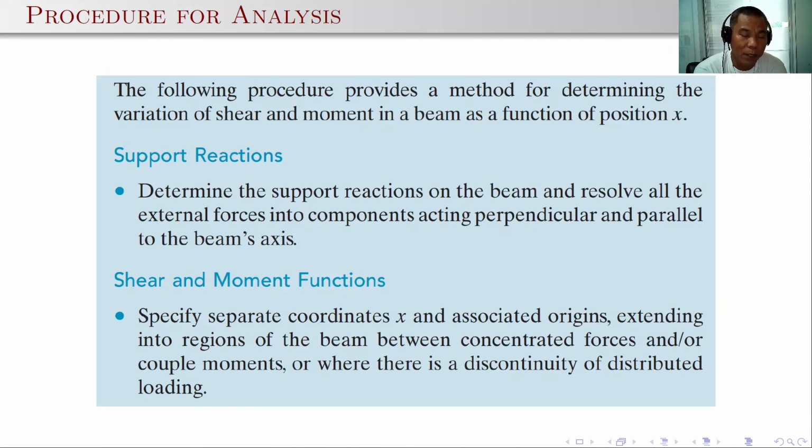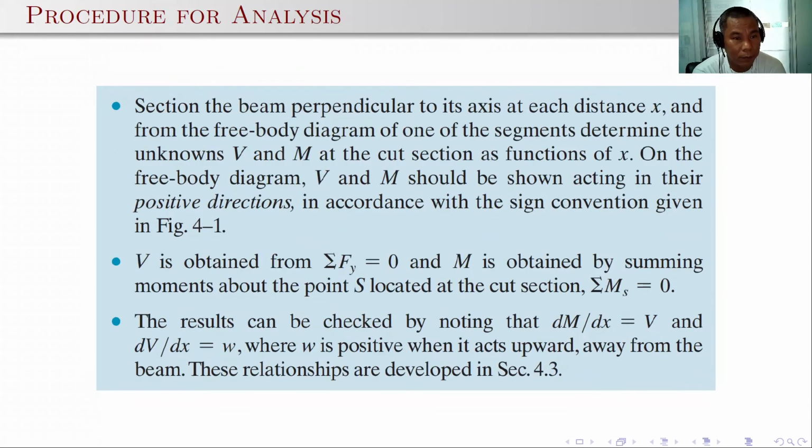For the shear and moment functions, you have to specify separate coordinates x and associated origins extending into regions of the beam between concentrated forces and or couple moments, or where there is a discontinuity of distributed loading. Section the beam perpendicular to its axis at a distance x, and from the free-body diagram of one of the segments, determine the unknowns v and m at the cut section as functions of x. On the free-body diagram, v and m should be shown acting in their positive directions.